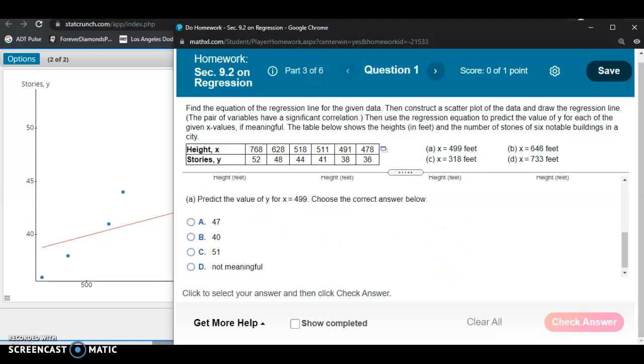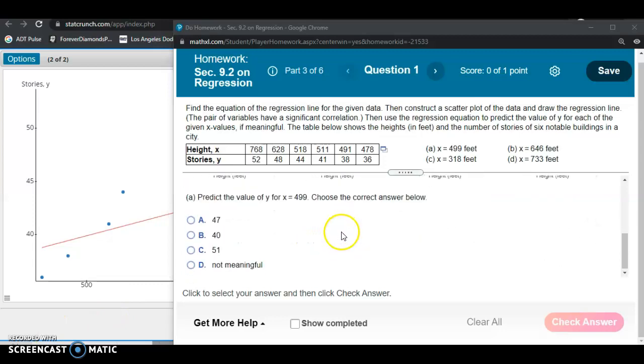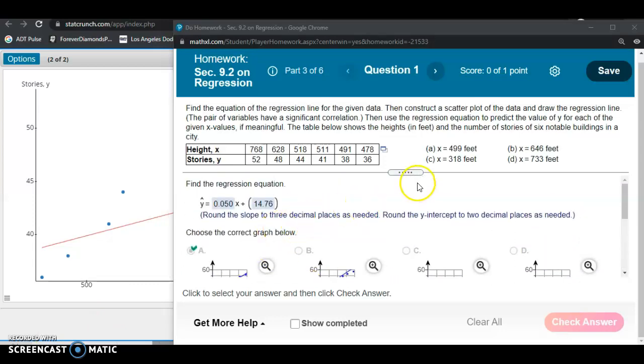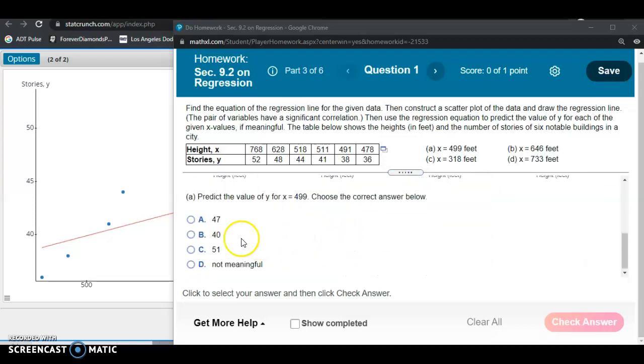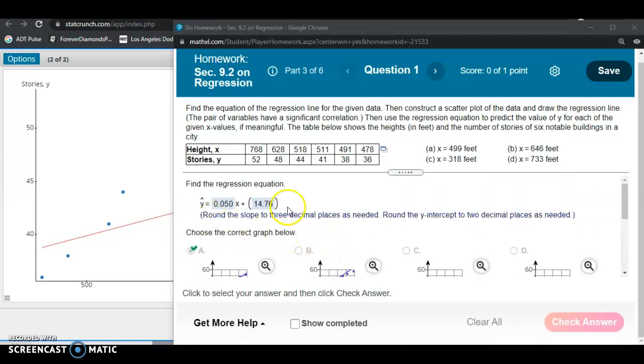Okay, so part A says to predict the value of y for x equal to 499. So if a building is 499 feet tall, about how many stories would we expect it to be? Okay, so now that we have the equation of our regression line, now we're going to use it to make predictions. Based on our regression line.